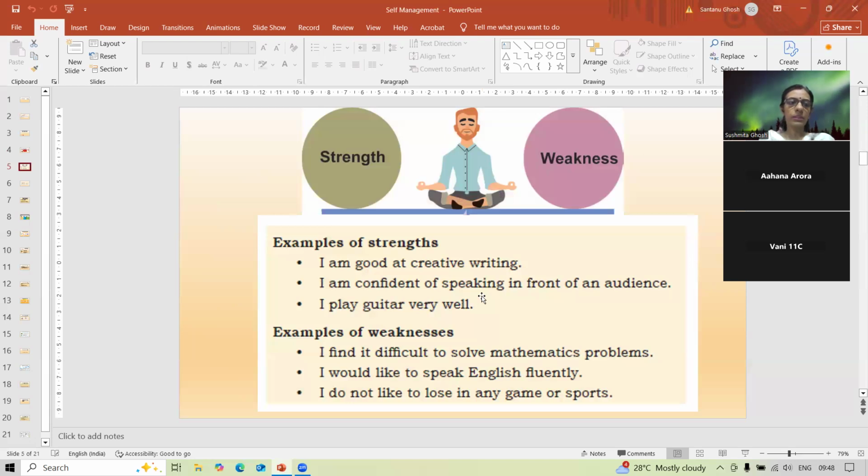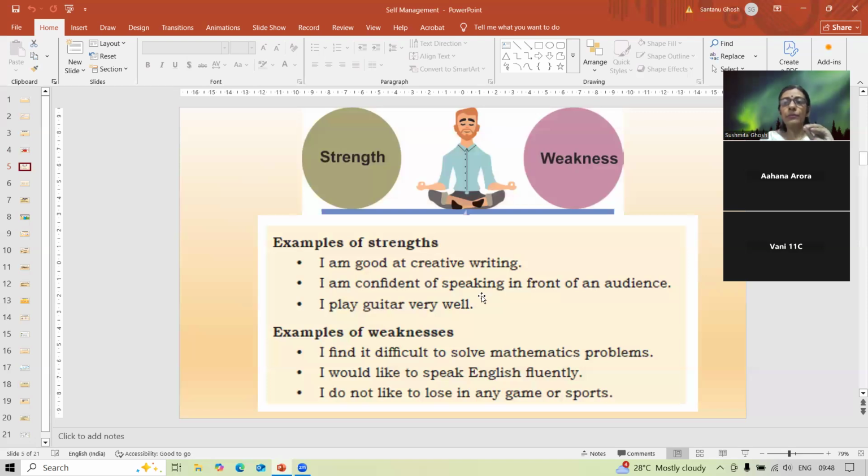And the most important is that you need to work on your weaknesses and you need to know your strengths so that you can utilize them the best, right? Somebody might be good at writing, somebody might be good at coding, somebody might be good at music, somebody might be good at dance. So these are my strengths, and every person has certain weaknesses also.